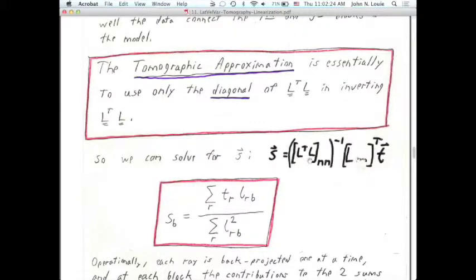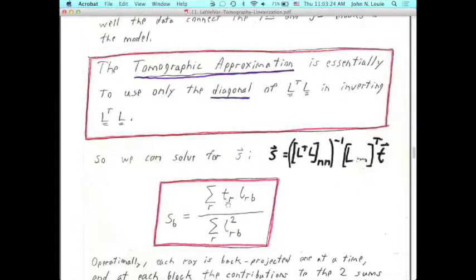And then you apply that scaling to L sub NN transpose, applied to the column vector of data, which is the delays. This is a vector times a matrix times a scalar, and that gets you a slowness. So this column vector times the matrix is a summation over all the rays, at least all the rays that intersect this block B.